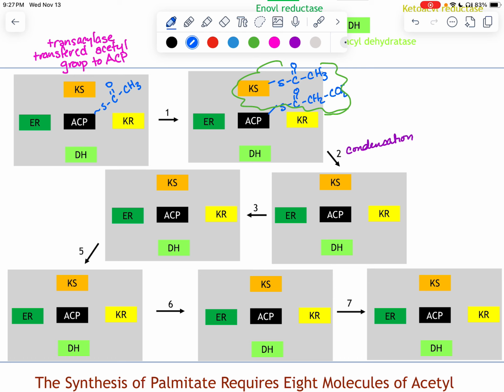We're going to see a carbon dioxide get split off. Okay, and when I look at that now, those two have combined. So I've got my molecule. So now I've got 4 carbons, right? I've added 2 carbons to this growing chain.